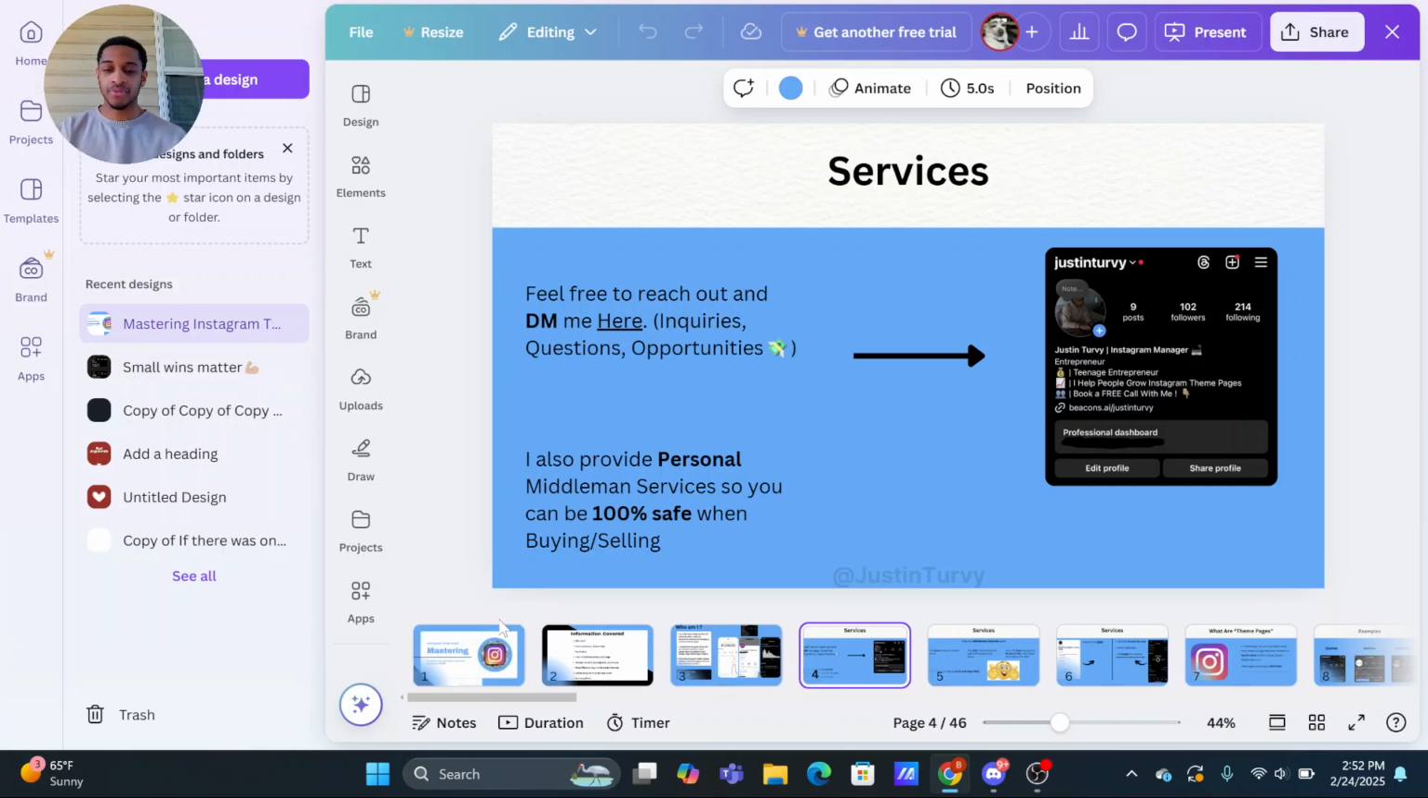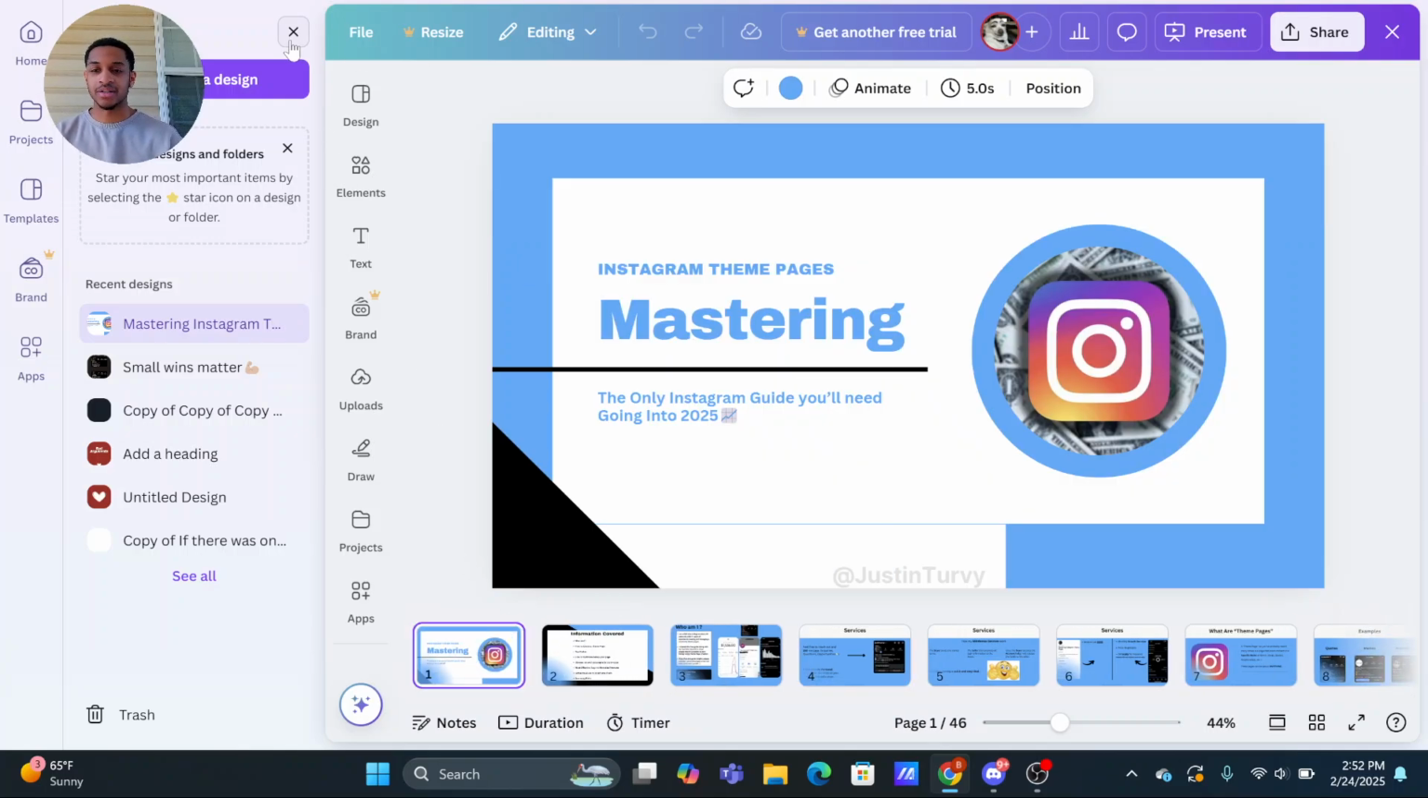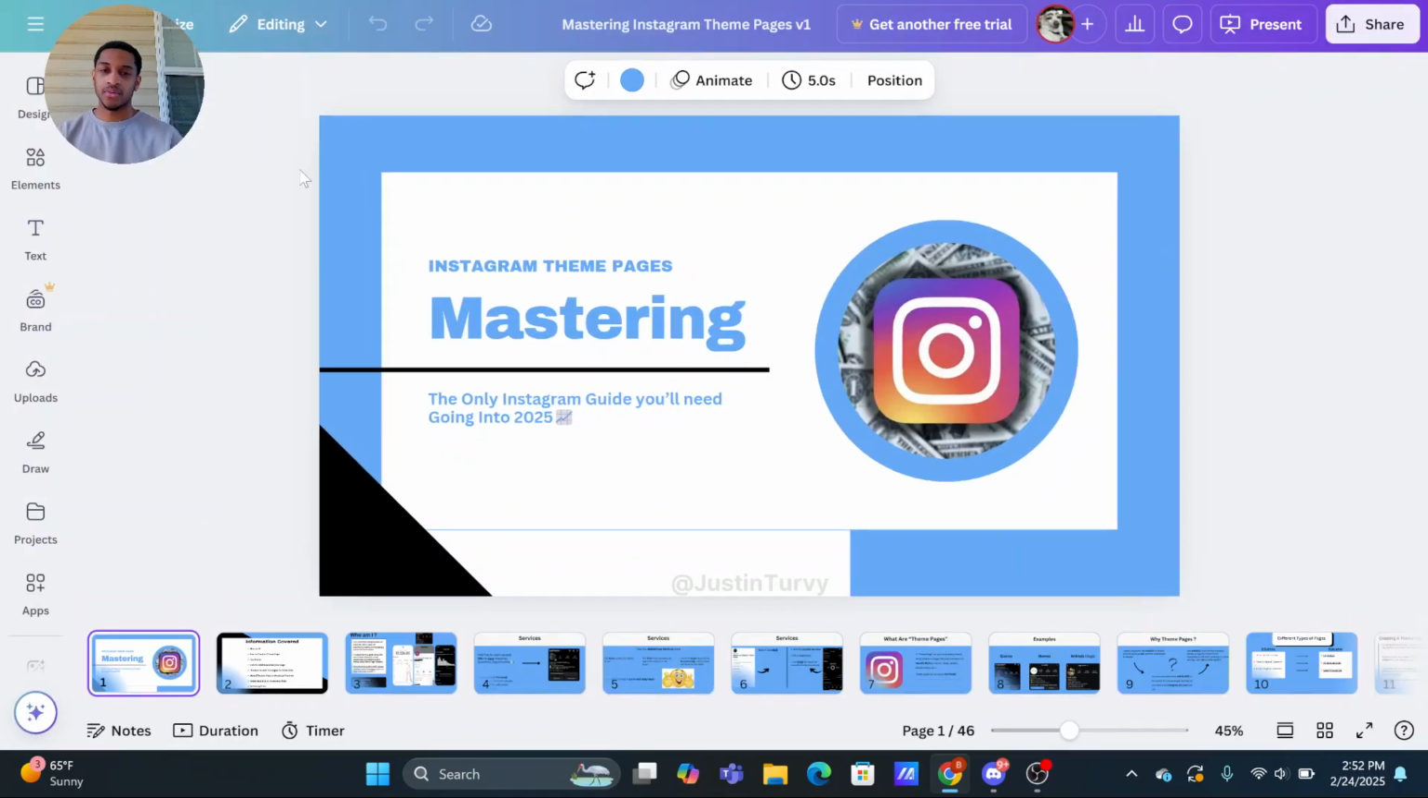But before we get into actually selling an Instagram theme page, we need to talk about some of the things that you need to have for your account to be able to properly sell it. Off the top of my head, the number one thing people will contact me about when trying to sell an Instagram page is demographics. If you don't know what demographics is, it's basically what part of the world someone's from, what country they're from.